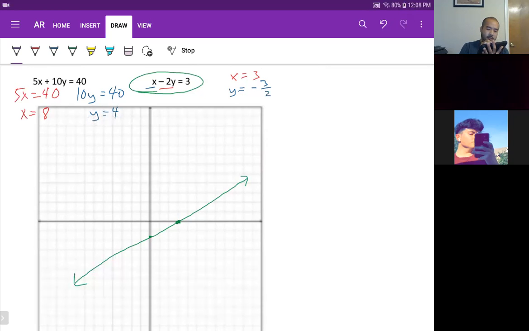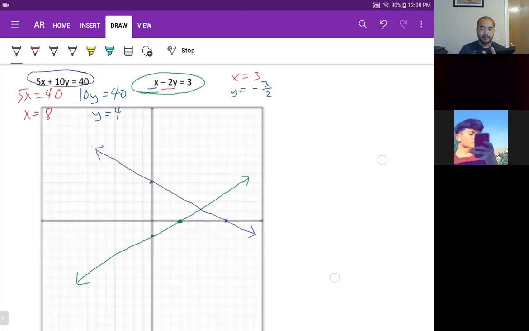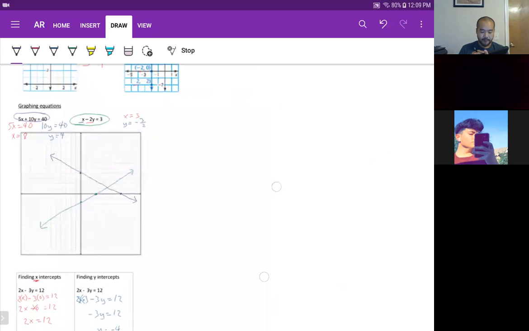So let's make this one purple. So this purple one, you have x is 8. 1, 2, 3, 4, 5, 6, 7, 8. And then y is 4. 1, 2, 3, 4. So it should look something like that. So that's the graph.